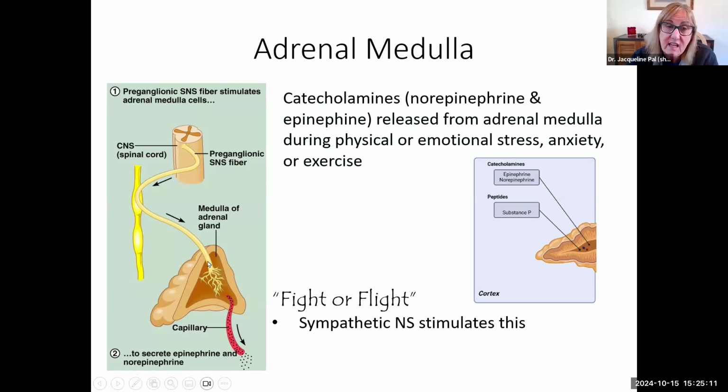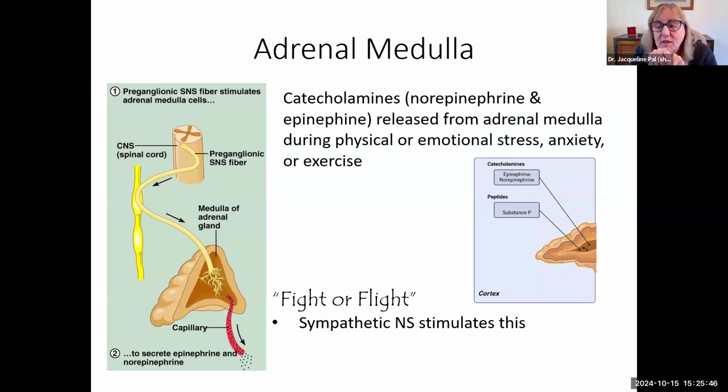And so that preganglionic sympathetic nervous system fiber is going to release acetylcholine as its neurotransmitter, which is going to act on the cells in the adrenal medulla, which then is going to cause those cells to release norepinephrine and epinephrine into the bloodstream. So yes, your fight or flight will cause this as well. Only now we have epinephrine and norepinephrine in your bloodstream.